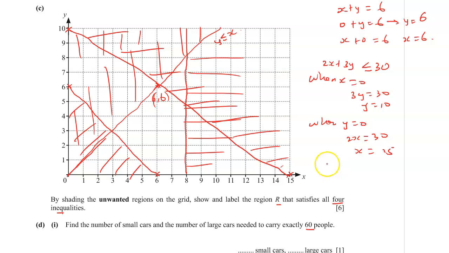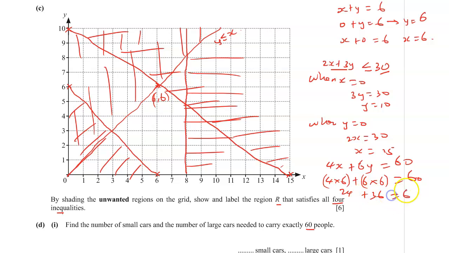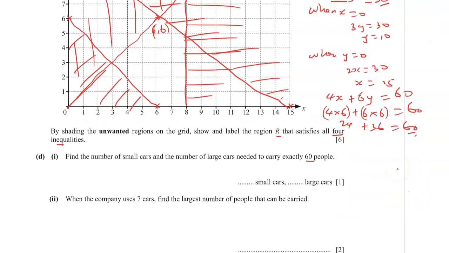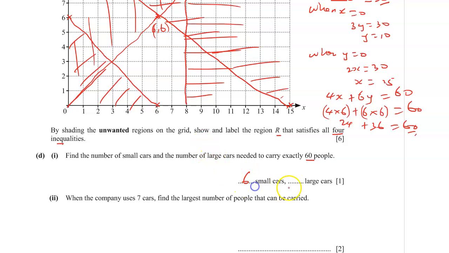So this equation here, we want this one to be 60, so 4x plus 6y is equal to 60. So let x be 6, 4 times 6, and let y be 6 as well, 6 times 6. Is this going to be equal to 60? This is 24 plus 36, it is equal to 60. So we need 6 small cars and 6 large cars to carry exactly 60 people.